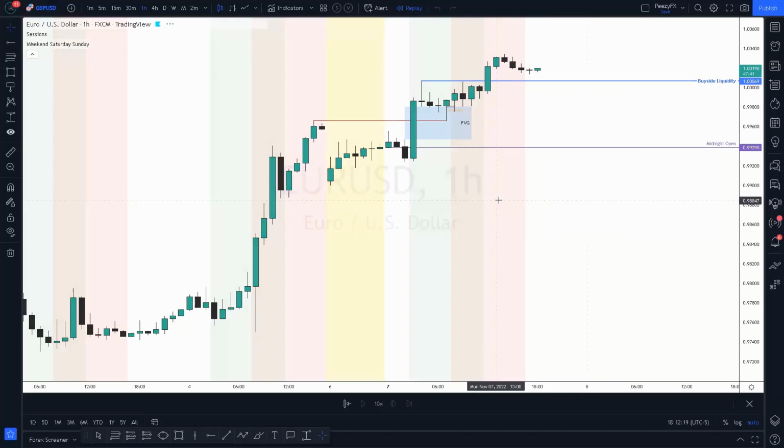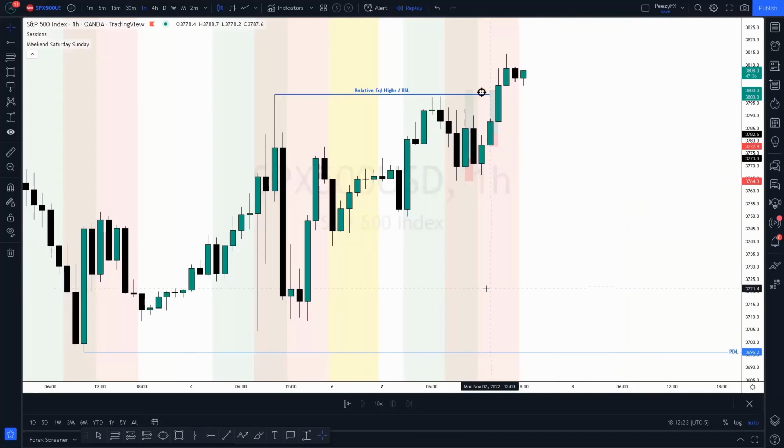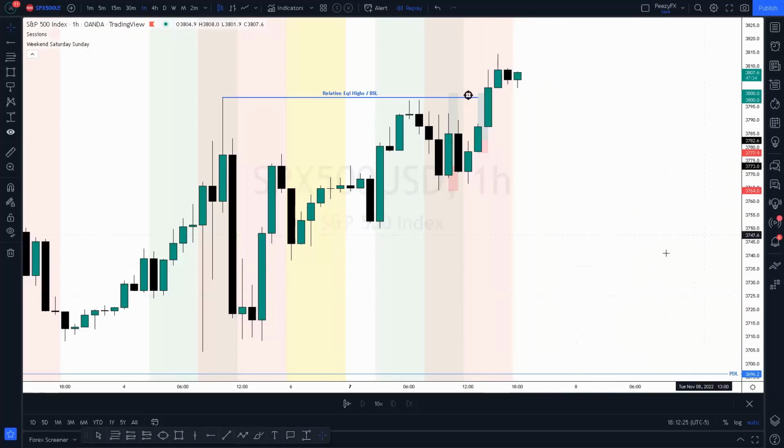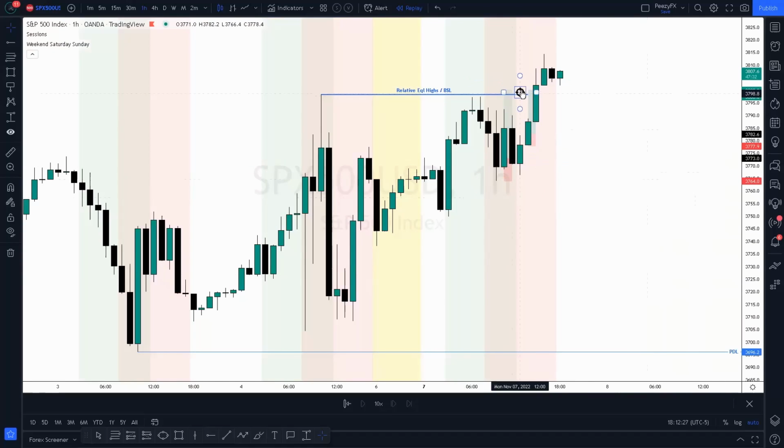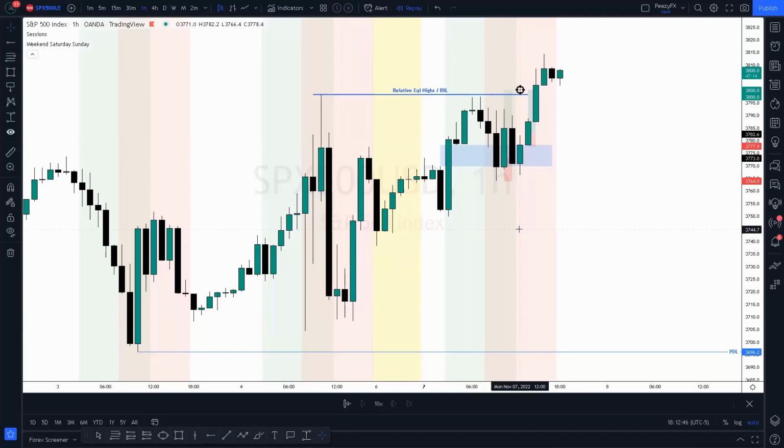But anyway, I'm going to move on to SPS 500. It was kind of the same thing. I was targeting an old high, which was relative equal highs. We have London session's high here, and Friday's high here. Relative equal highs. This is a buy side liquidity pool, and on the hourly chart, I noticed that we had a 1 hour fair value gap right there.